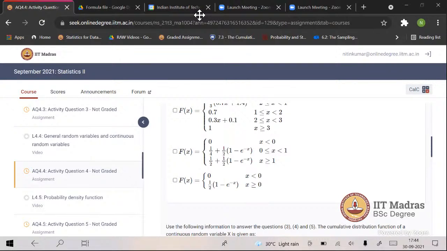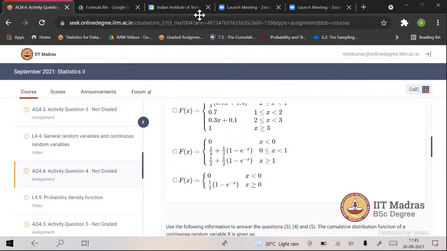Yes, sir. It is not. It is not satisfying one of the properties. Which property is it not satisfying? The function's value should tend to 1 when x tends to infinity. But in this case, when x tends to infinity, what is the function value? 0, sir.